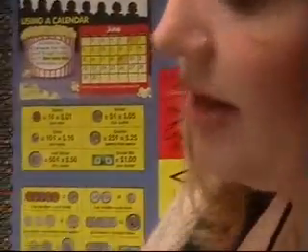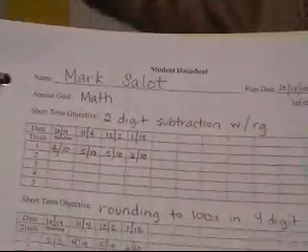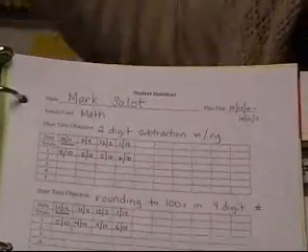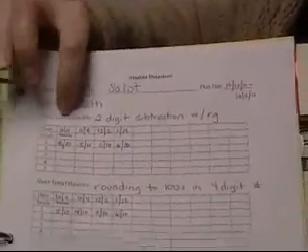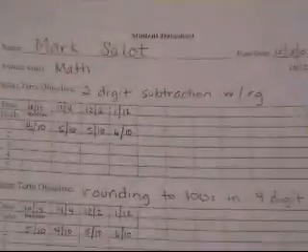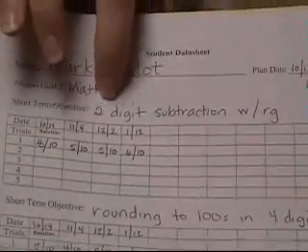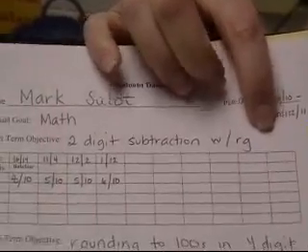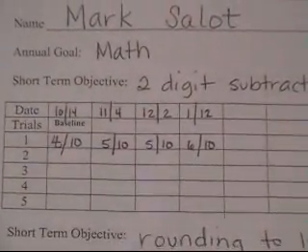On my short-term objectives, I just make a brief description. I don't have time to write a lot of stuff down. I write something like 2-digit subtraction with regrouping. Then down here I have a place to quickly write down the day. My first column is my baseline data, and then I'll start from the opportunities. He got 2-digit subtraction right with regrouping.